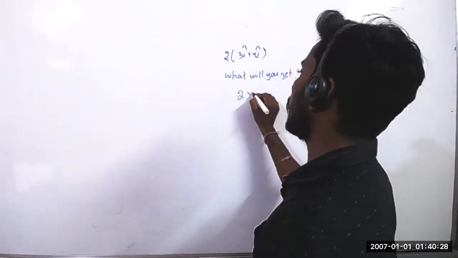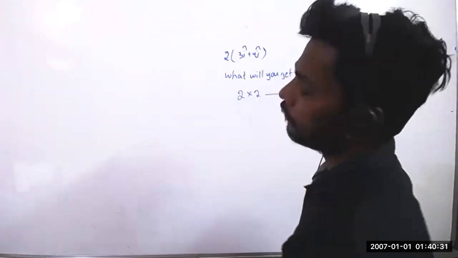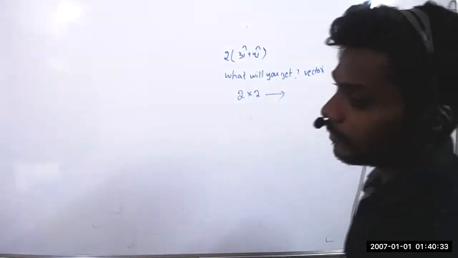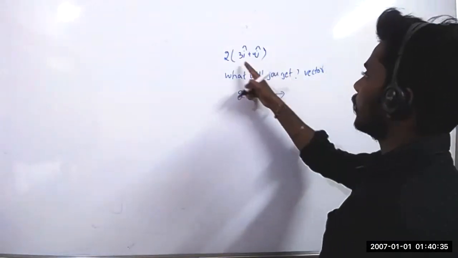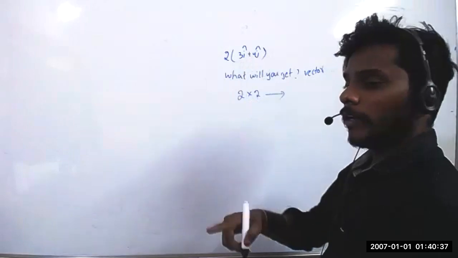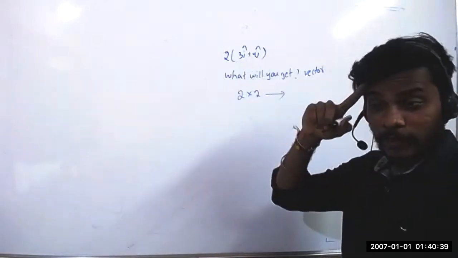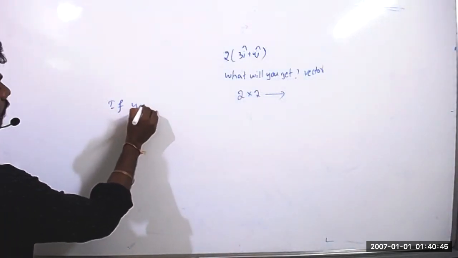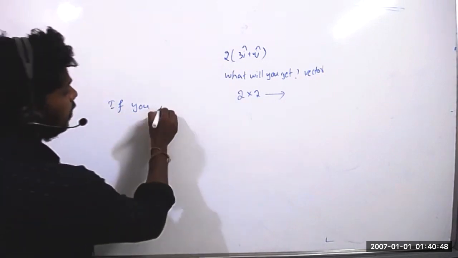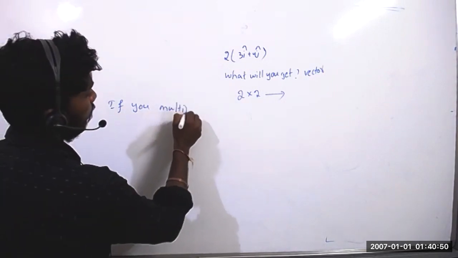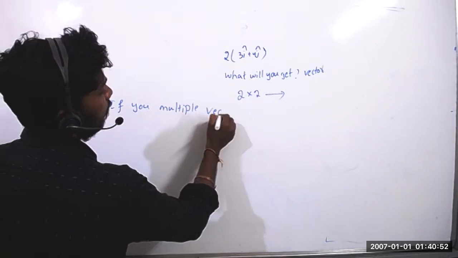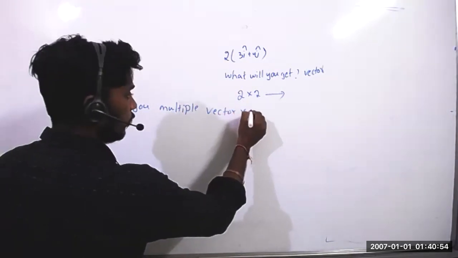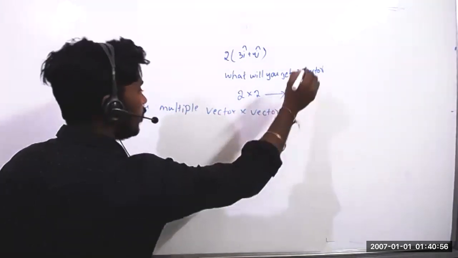If you multiply a scalar into a scalar, what will you get? Scalar. Very good. If you multiply a vector into a scalar, you will get a vector. If you multiply a scalar into a scalar, you will get a scalar. But my doubt is, if you multiply a vector into a vector, what will you get?